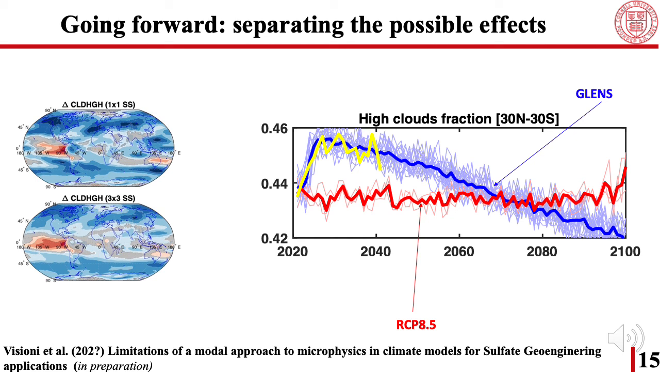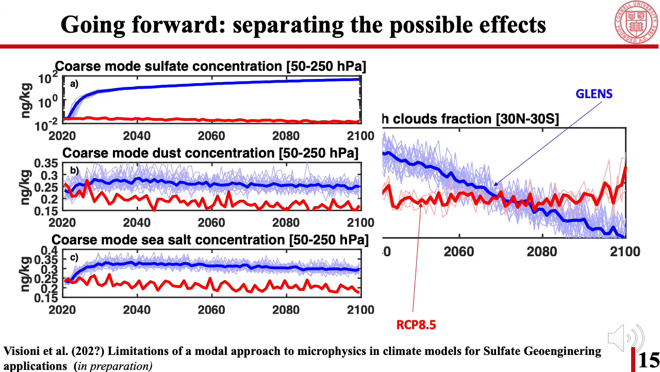to a physical change in the system, but they might actually highlight a potential limitation of using a modal approach to microphysics when simulating sulfate geoengineering in climate models, since it appears that in the troposphere, the presence of coarse mode sulfate appears to be modifying the concentration of other species of particles, and thus in the case of ice cloud, it kind of shifts the heterogeneous and homogeneous freezing ratio.